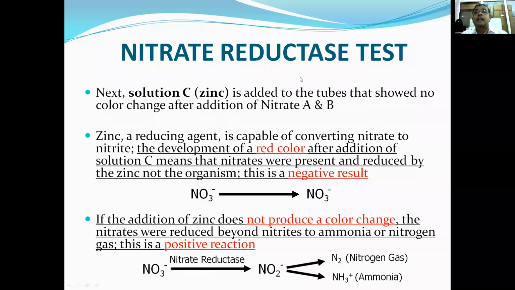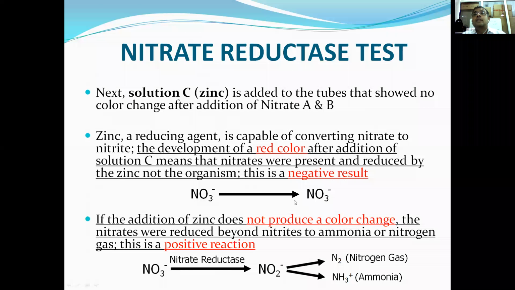So that is negative, we are adding solution C to that one, and on addition of zinc, if red color is formed, then that tells that the nitrate test is negative, because whatever nitrate is present is reduced by zinc, and now it is giving the red color. So this is cross checking whether nitrate is present or not.